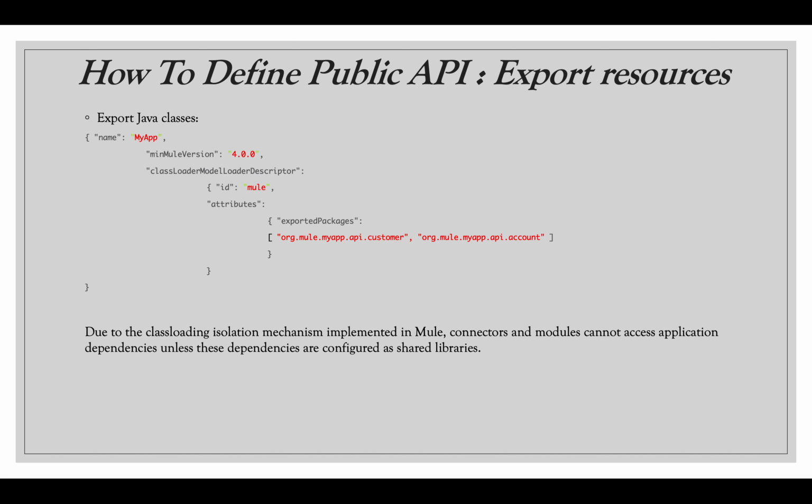Due to the class loading isolation mechanism implemented in Mule 4, connectors and modules cannot access application dependencies unless these dependencies are configured as shared libraries.